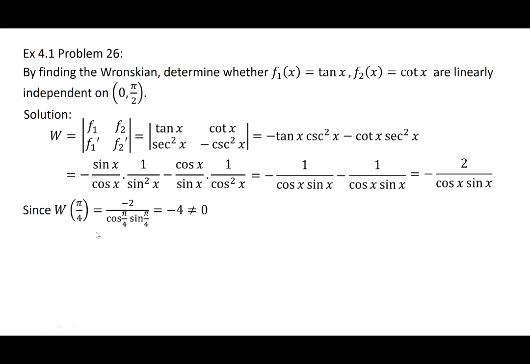Ta-da! When you evaluate the Wronskian at pi fourths, we get a non-zero quantity. All we needed to find was one measly x sub 0 where the Wronskian wouldn't be 0. And we found such, pi over 4. Now, God forbid, if there is some other x value inside this interval where this is equal to 0, we don't care. We care about whether it is not equal to 0 at some x sub 0. And we have found one. X sub 0 equals pi 4 satisfies that condition. The Wronskian turns out to be a non-zero number, negative 4. So these functions are linearly independent on 0 to pi halves.